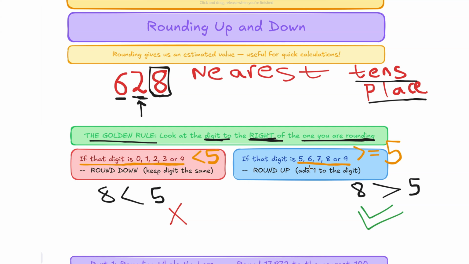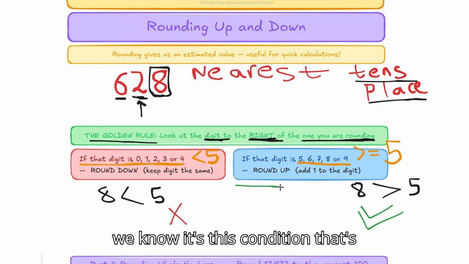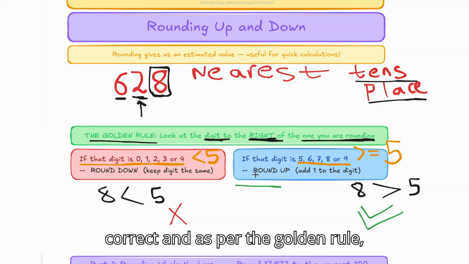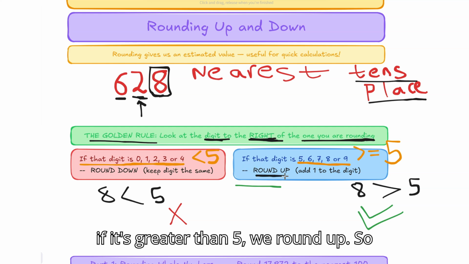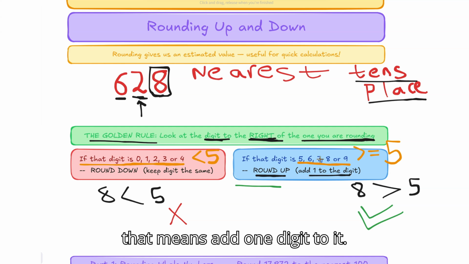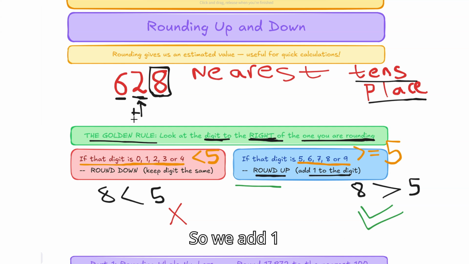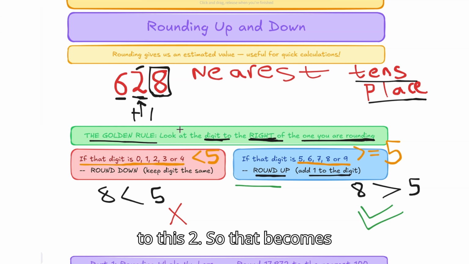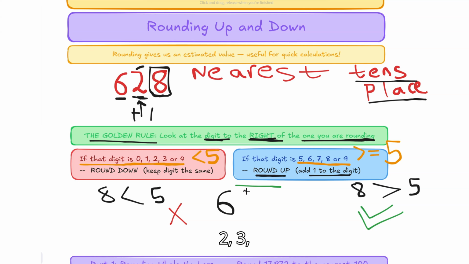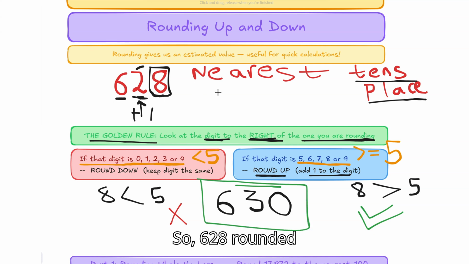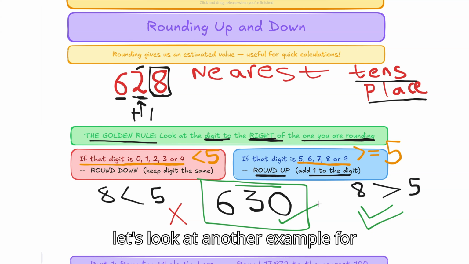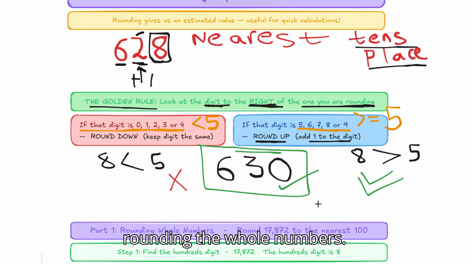So we know this condition is correct, and as per the golden rule, if it's greater than or equal to 5, we round up. That means add one to the digit. So we add 1 to this 2, and that becomes 3, giving 630. That's your correct answer. So 628 rounded to the nearest tens place is 630.